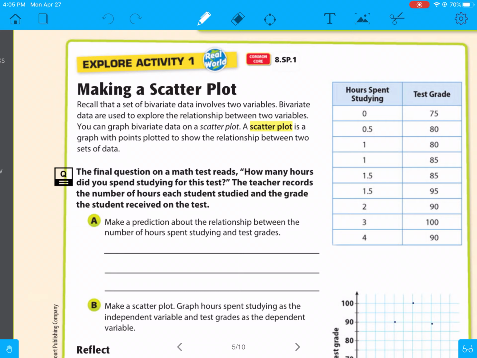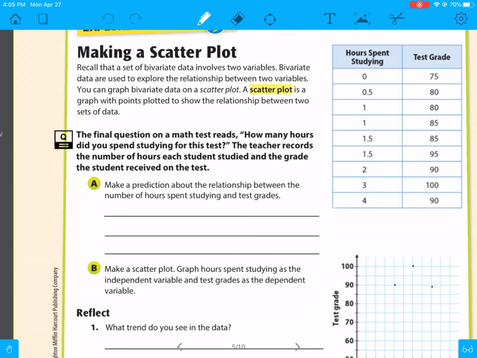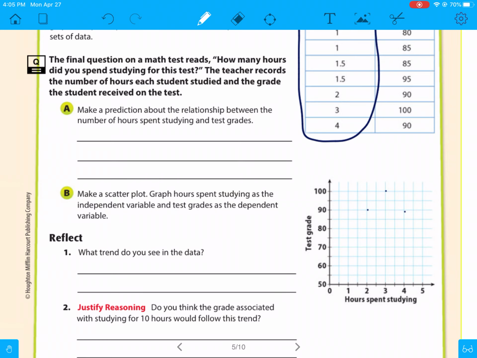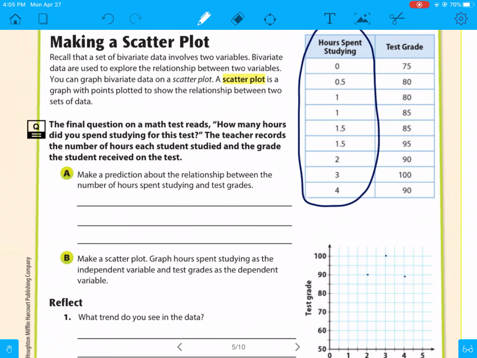So if you look here, we have hours spent studying and test grades. The final question on a math test reads, how many hours did you spend studying for this test? The teacher records the number of hours each student studied and the grade the student received on the test. So if you look here, we have hours spent studying, and that's going to be on your x coordinate down here. And then we have the test grade, 75.